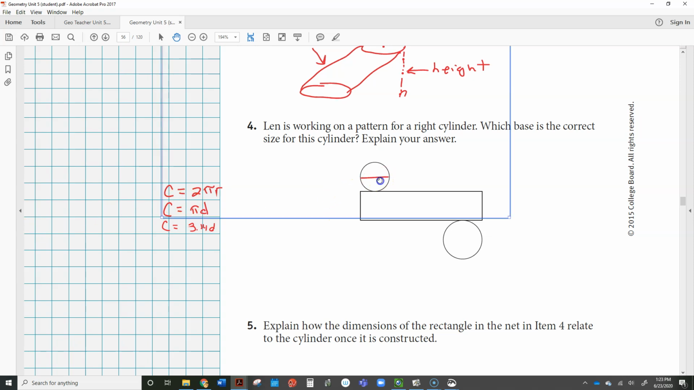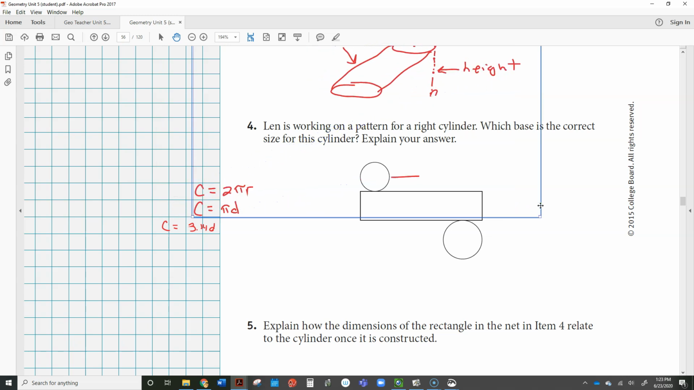So if I take this diameter right here and I move it out, and then I measure the diameter again, and I move it out. Okay, now that's about 3 diameters right there. And those 3 diameters do not get me the whole length. So I'm thinking this one's a little bit small.